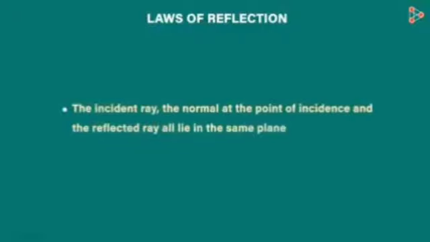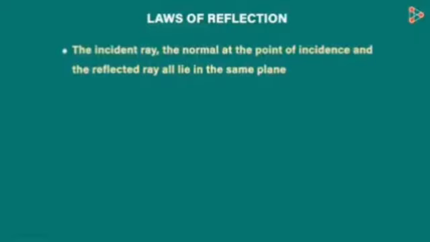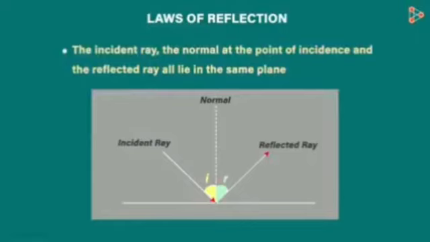Okay, clear? Now the second law states that the incident ray, the normal at the point of incidence, and the reflected ray all lie on the same plane. For example, if the reflected ray is in this direction, observe this diagram, the incident ray is in this direction instead of this. So the incident ray, the normal and the reflected ray all lie on the same plane. Thereby the second law of the laws of reflection.